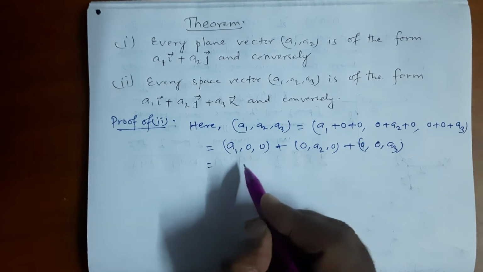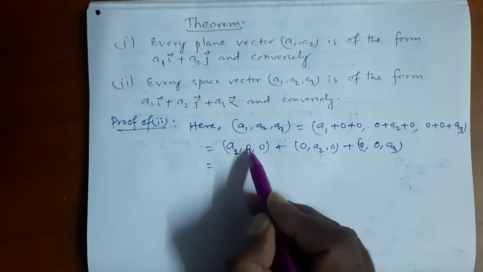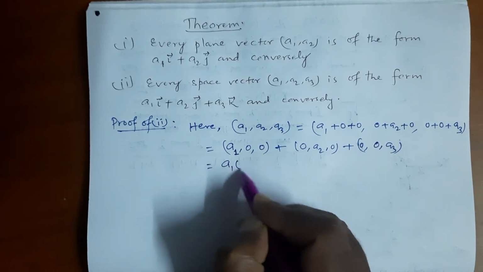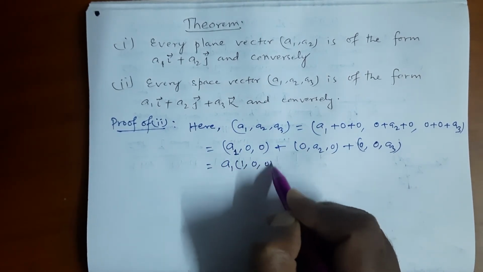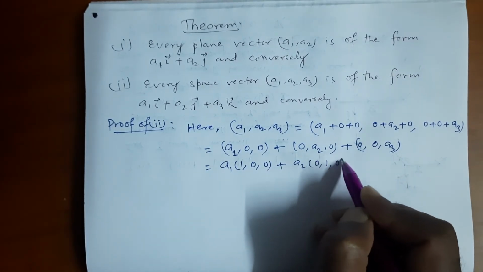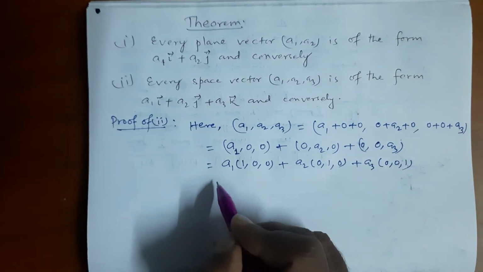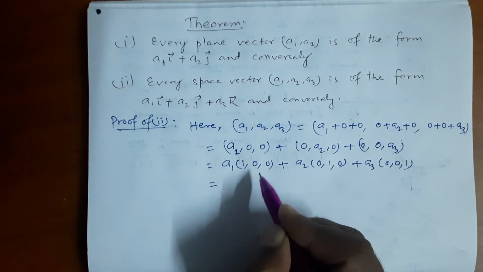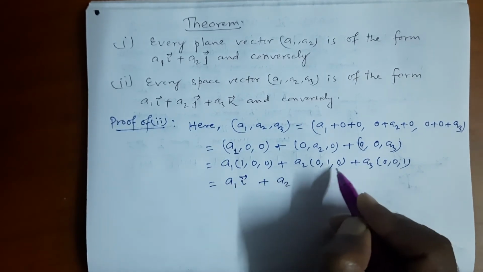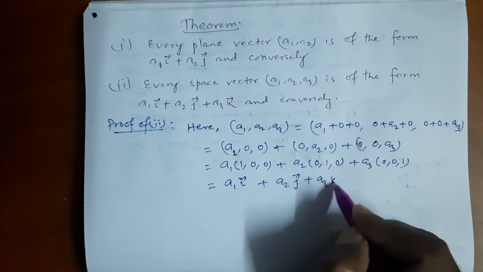And now from this a1 can be taken out as common, because this 0 means 0 times a1 we can suppose. So a1 will be common, so here will be 1, here will be 0, here will be 0, plus a2 can be taken out as common, 0 1 0, and a3 can be taken out as common, 0 0 1. So according to our definition, 1 0 0 is vector i, so a1 vector i, plus a2 times vector j, plus a3 times vector k.